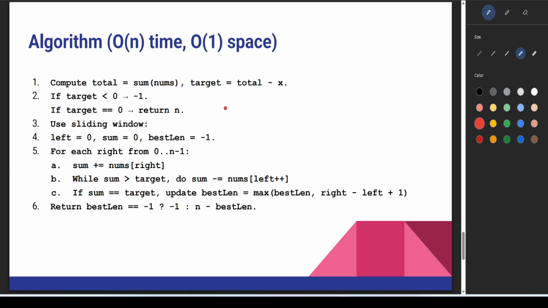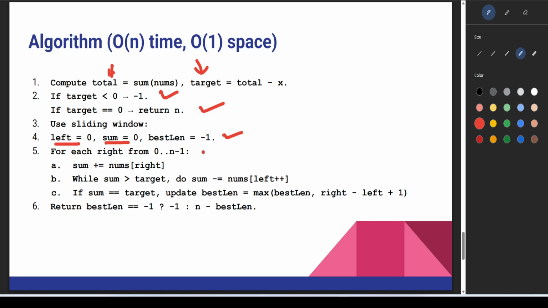Okay. So to implement that, we have to implement it through the sliding window. In this case, we need the total, and we can call this sum, and target is total minus x, right? So we'll check the condition. If target is less than 0, we'll return -1. Otherwise, if target is equal to 0, we'll return n. In other cases, we'll use the sliding window where we'll keep the left, and sum is our sum 0, and the best length will start from -1 because we'll need the positive value.